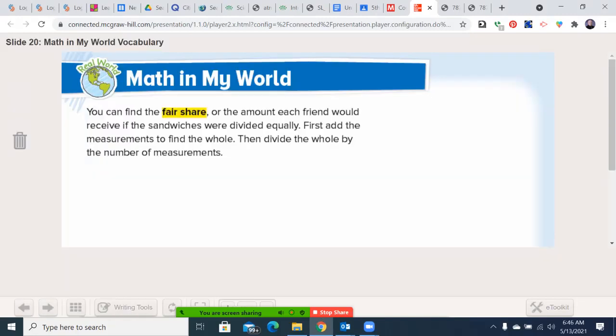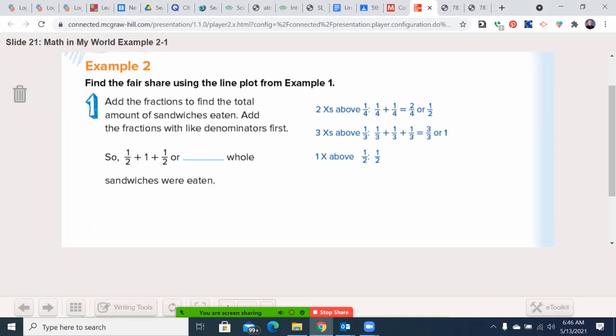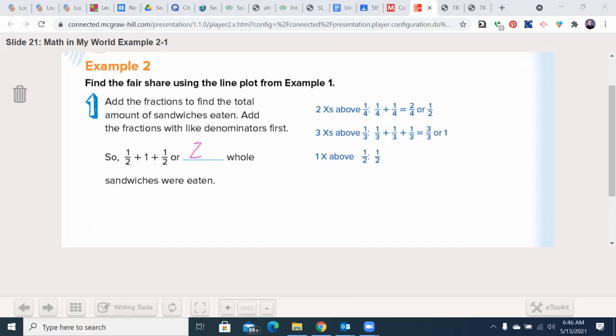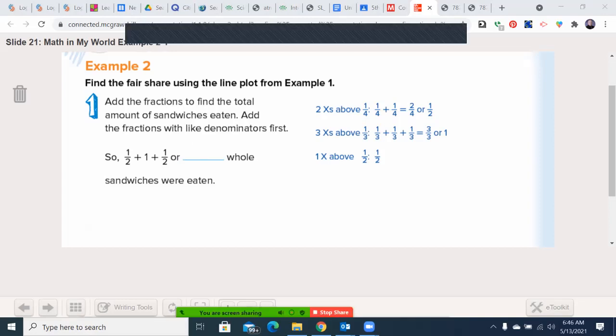You can find the fair share or the amount each friend would receive if the sandwiches were divided equally. Add the measurements to find the whole, then divide the whole by the number of measurements. So we're going to use the same data. 1/2 plus 1 plus a half equals 2 whole sandwiches. Those 2/4, the 3/3, and then the 1/2. So go ahead and write the 2 in. I'm going to clear that screen.